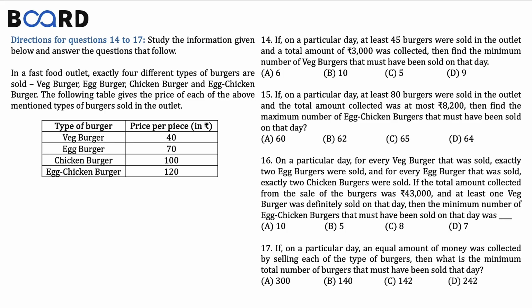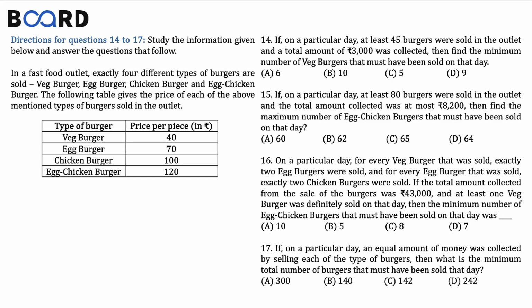So they are saying in a fast food outlet exactly 4 different types of burgers are sold: veg burger, egg burger, chicken burger, and egg chicken burger. Right? These are the 4 types of burgers sold. The following table gives the price of each of the above mentioned types of burgers sold in the outlet. So each veg burger costs 40 rupees, each egg burger costs 70, each chicken burger costs 100, and each egg chicken burger costs 120 rupees.